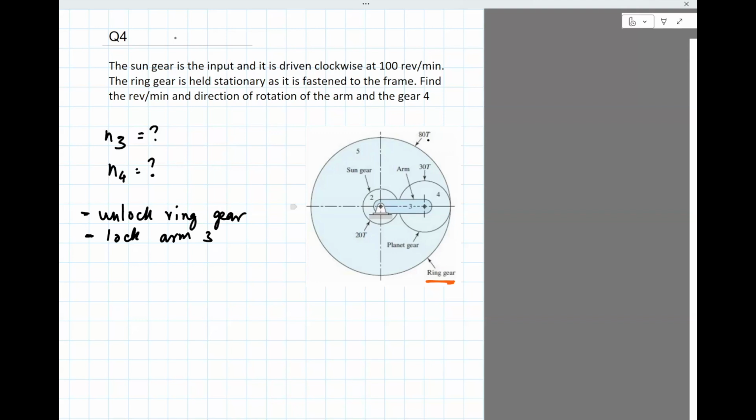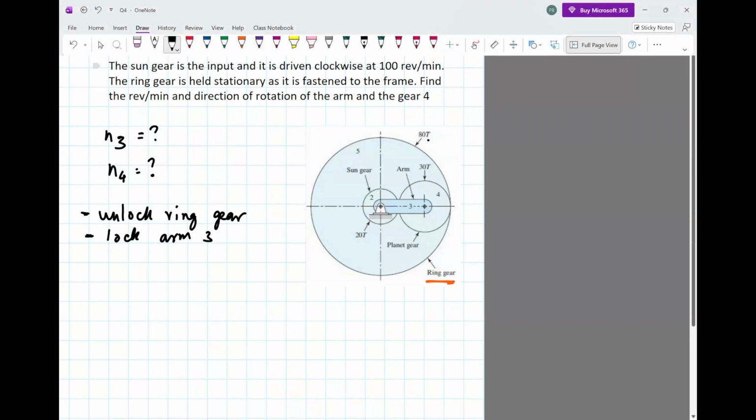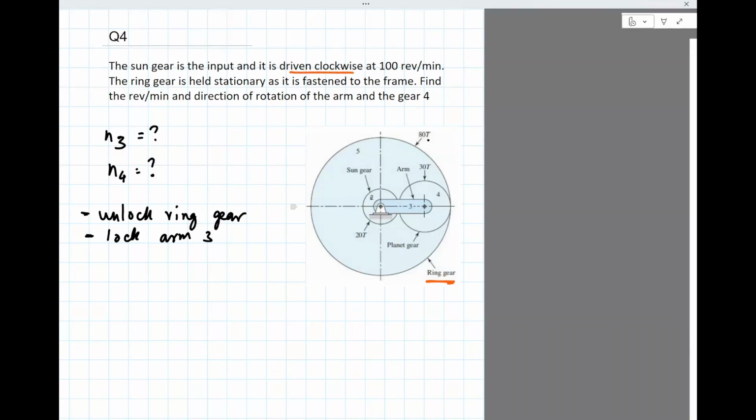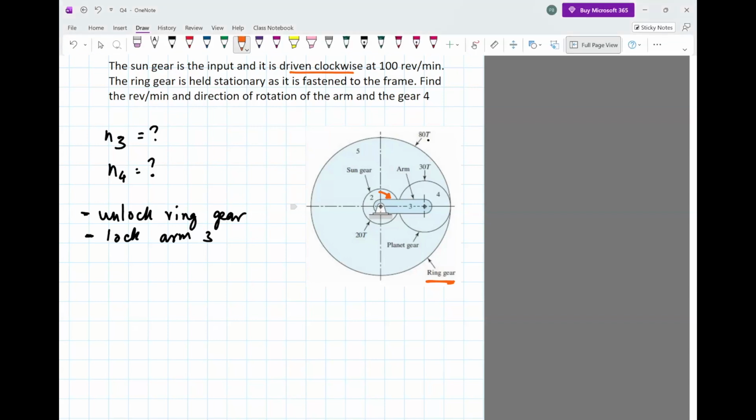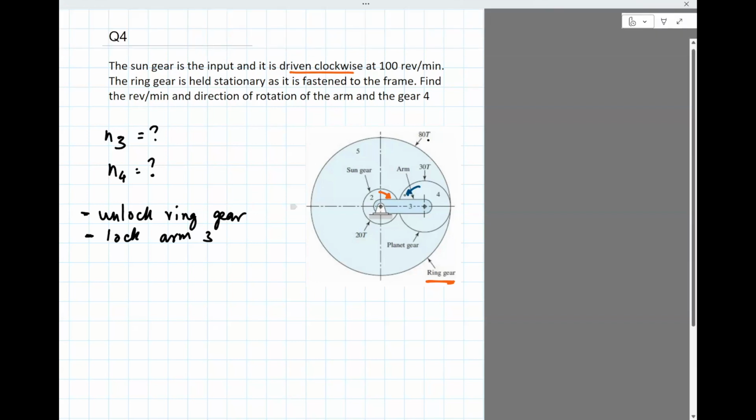what's given? We're given the rotation of the sun gear. The sun gear is driven clockwise, so it's spinning this way. The planet gear will rotate in this fashion, right? Because this common point will have a speed downwards.